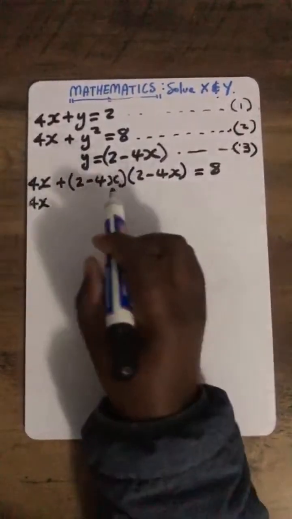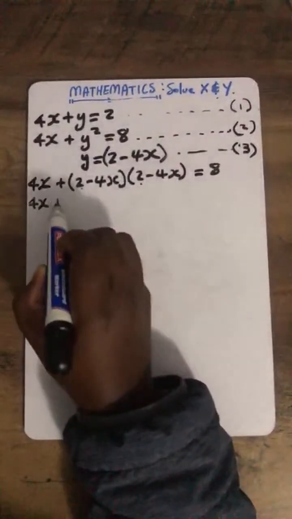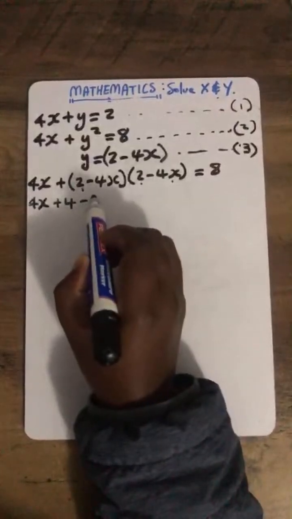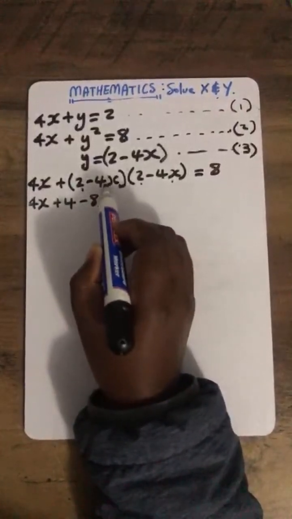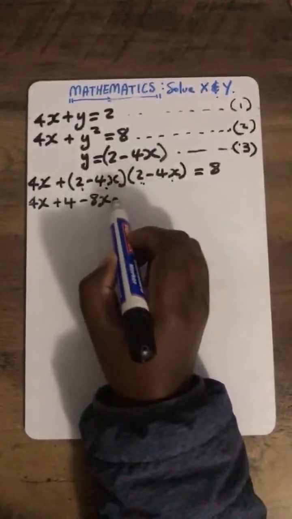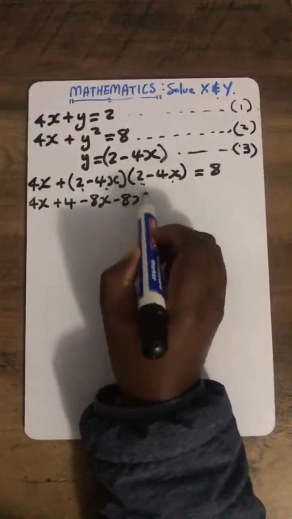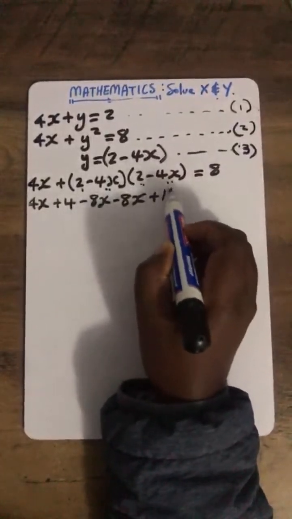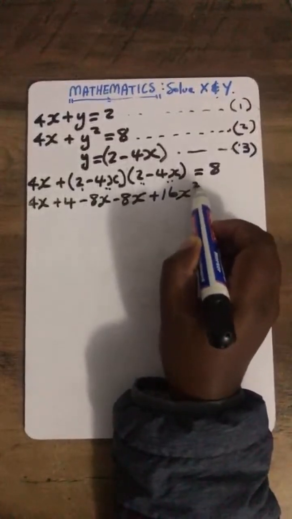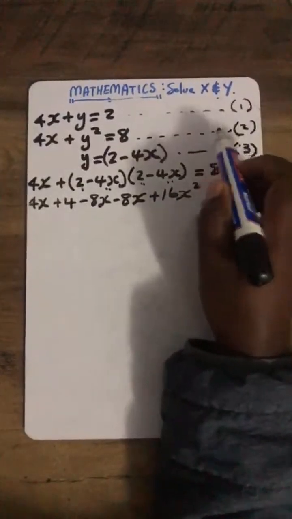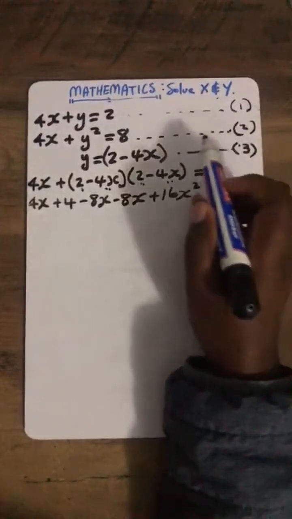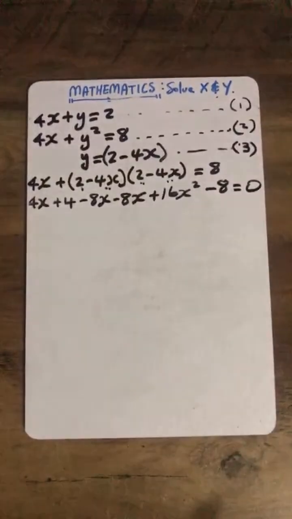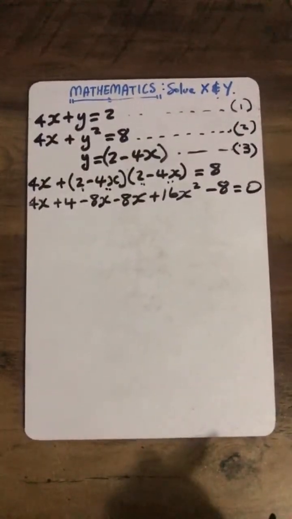So we have 4x, you will say that times that, it makes it 4. That times that, it makes it negative 8x. That times that, it makes it negative 8x. That times that, it makes it positive 16x squared, and you take 8 to the other side, it changes the sign, it becomes minus 8, and that can be equated to 0 because now you've got everything on the left.